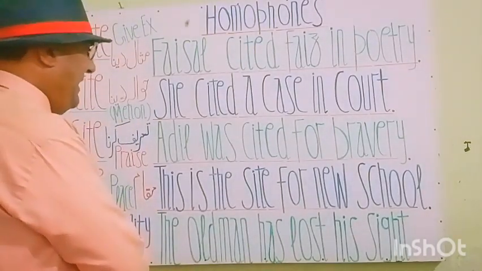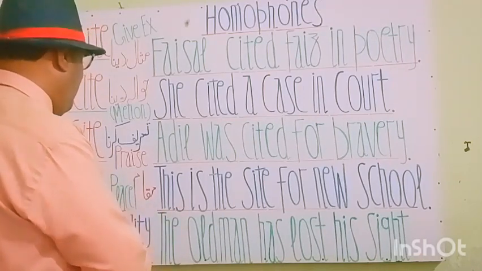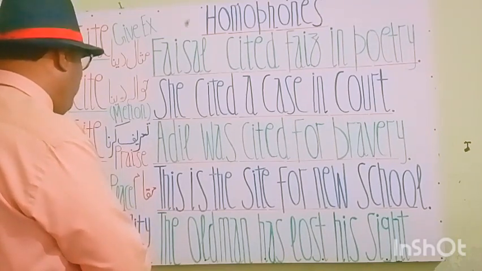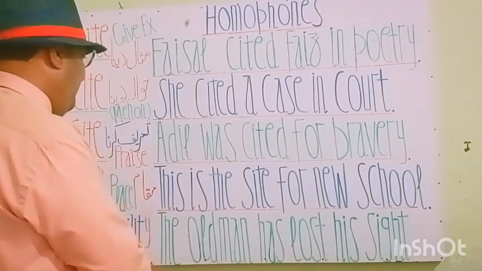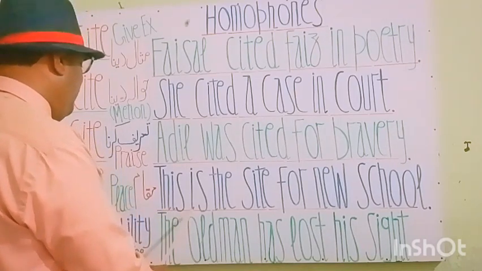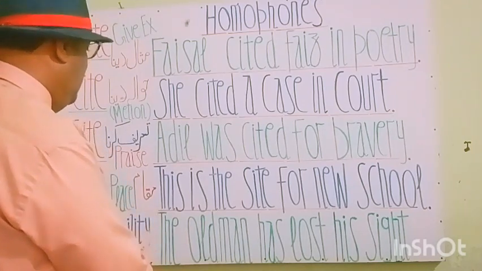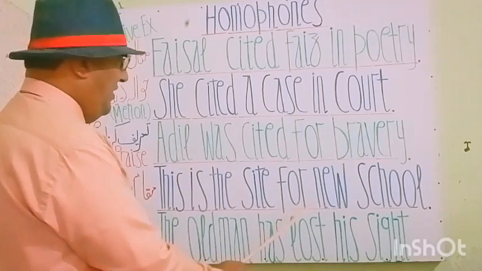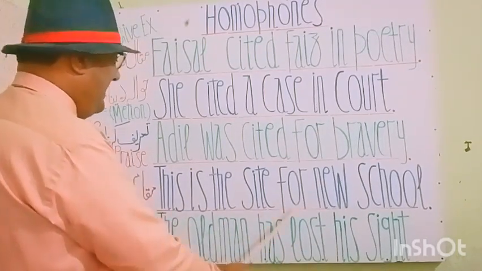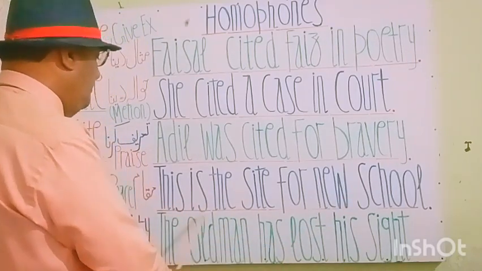This is site, S-I-T-E. Now the spelling is changed, but the sound is the same. S-I-T-E, site, in place. And the statement is: This is the site for new school. ये नए स्कूल की जगह है.